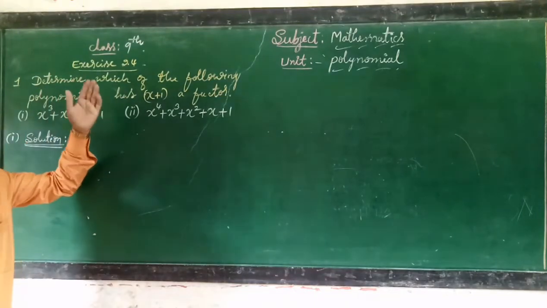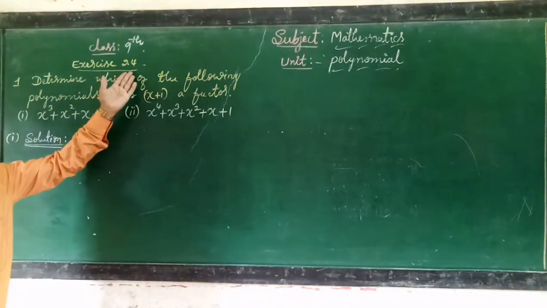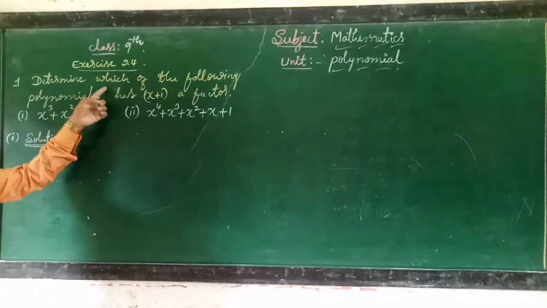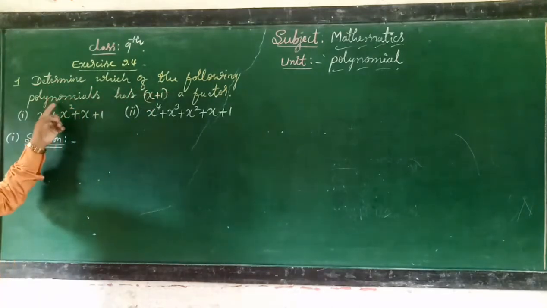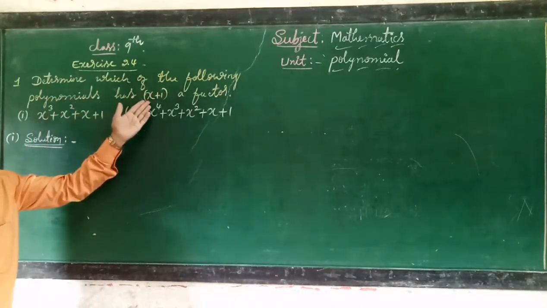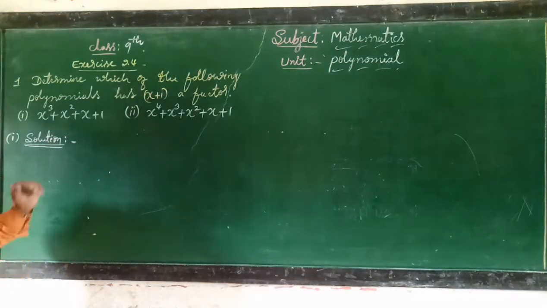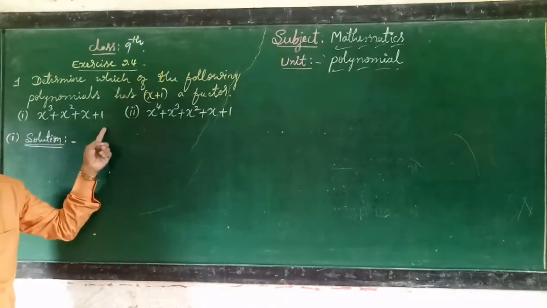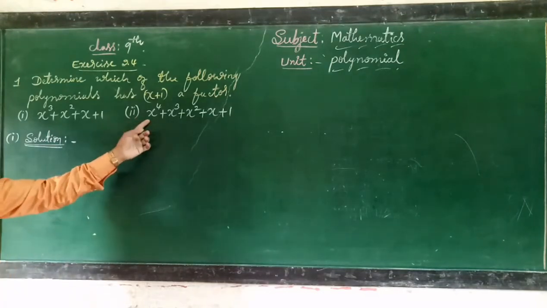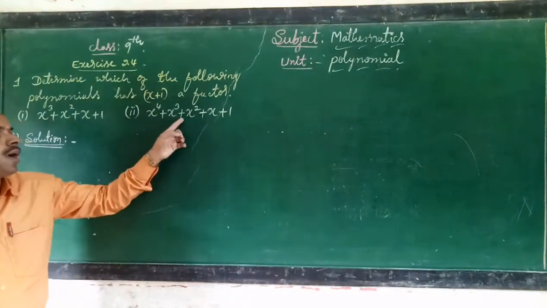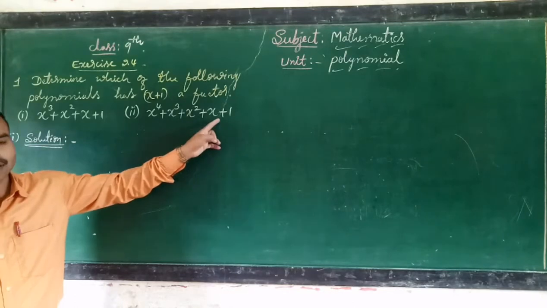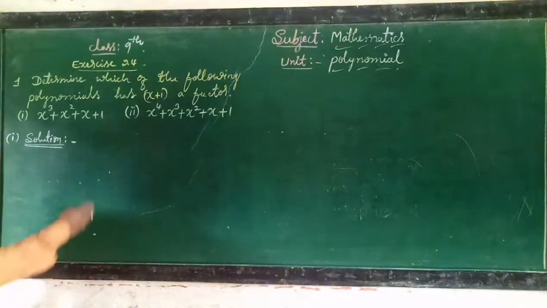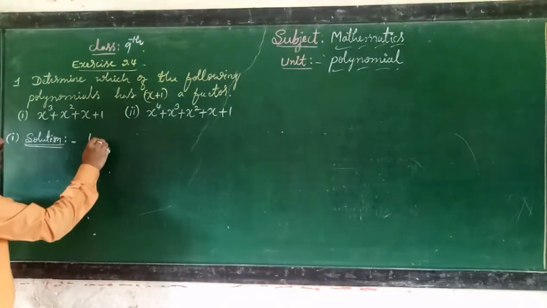Now we shall take exercise 2.4. Determine which of the following polynomials has x plus 1 as a factor. First problem, x cube plus x square plus x plus 1, and second one, x to the power of 4 plus x cube plus x square plus x plus 1. Now let us take the first one.